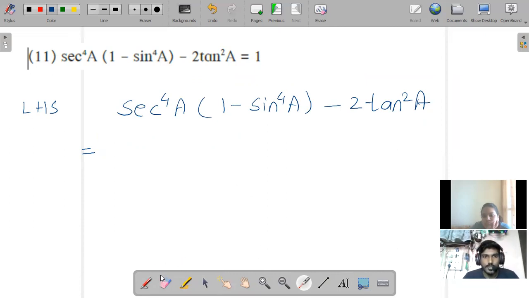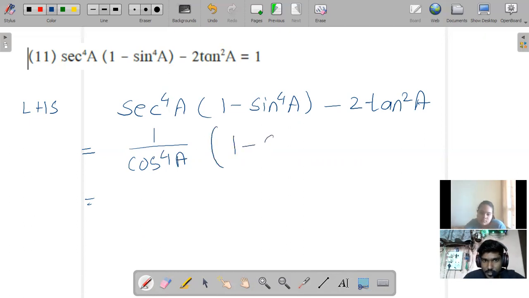Now what you do is, first, there is a different technique for this, okay? First, you write this sec raised to 4a as 1 upon cos raised to 4a. And this bracket as it is, 1 minus sine raised to 4a, minus 2 tan square a. Is this step clear?